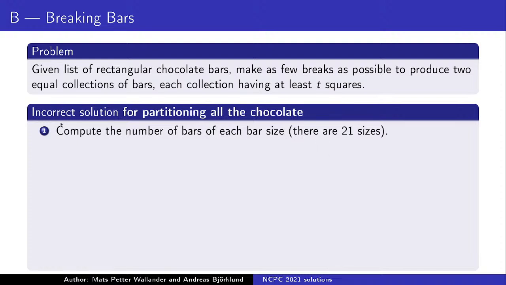So what we do is first we check how many bars are there of each bar size, and we note that there are actually only 21 different possible sizes of bars. There's 1 by 1, 2 by 1, 2 by 2, and so on. And the fact that 1 by 2 is the same as 2 by 1 means that there are not 36 different sizes, but only 21 different sizes.